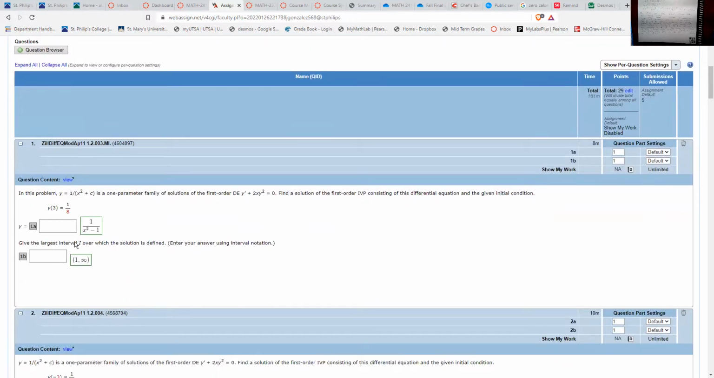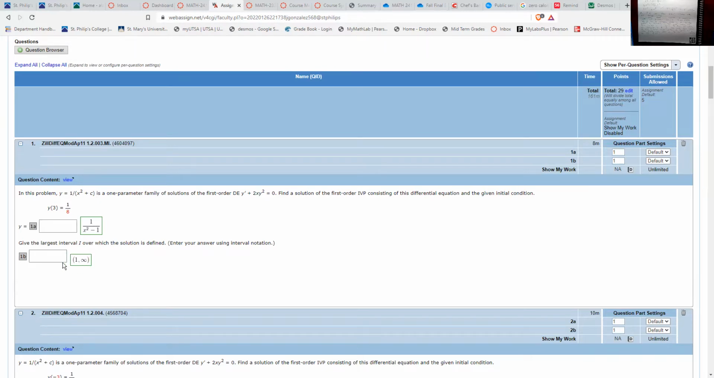One point two is what we talked about today. So there you have to solve for C, right? So this is your solution to the differential equation. Plug in your initial condition, plug in 3, and then solve for C. You're gonna get whatever it is. Once you solve for it, find the domain of that function, and that's gonna go here.